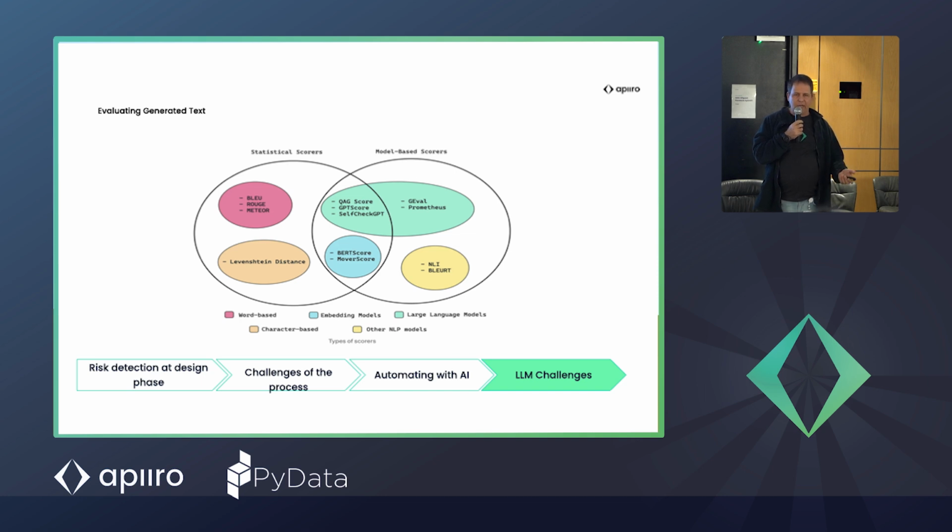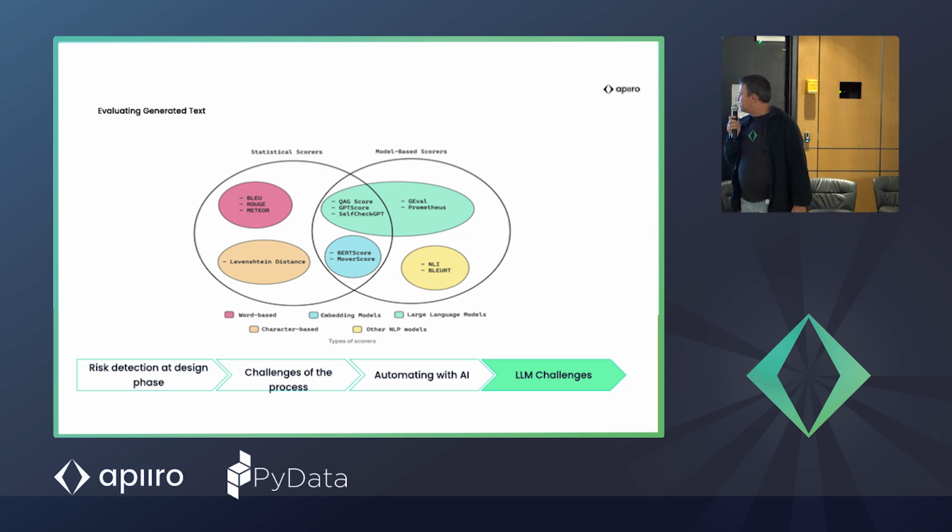have an input, an expected output, and then they compare what your LLM generates against the expected output, and find how many n-grams are similar or not similar. But those methods are not so good anymore. They have many disadvantages.